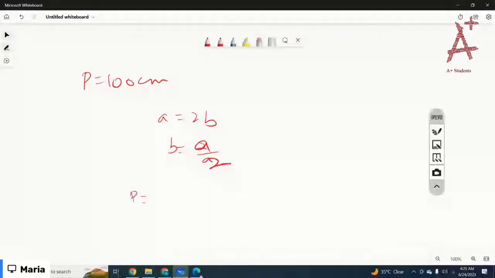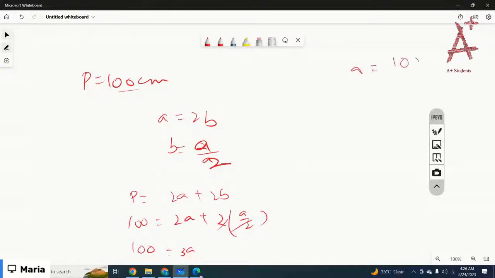We know that the perimeter equals 2A plus 2B, and you are given the perimeter, that would be 100 equals 2A. Just replace the B with the value A over 2. So 2 and 2 cancel out, so you are left with 100 equals A plus A, 3A. Divide both sides by 3, so it would be A equals 100 divided by 3, right? You have to calculate area. Area equals side times side, right? You have to do A times A over 2. That would be A squared over 2.